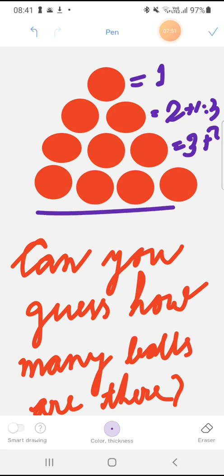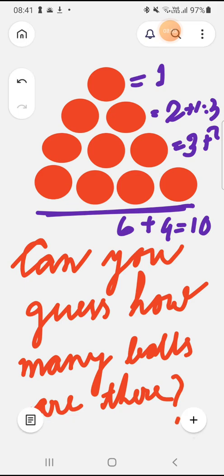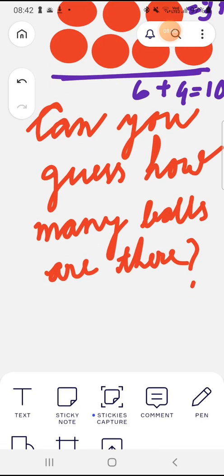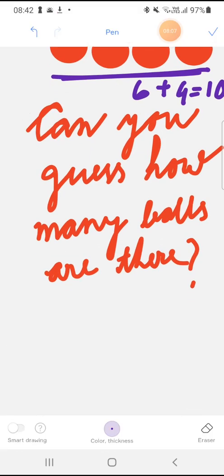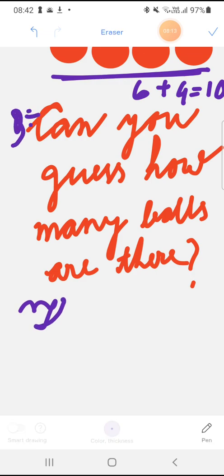Now here, how many are there? 4. So 6, it was already there, plus 4 equals to how many? 10. So what will be our answer then? There are 10 balls. This was our question, and this is our answer.